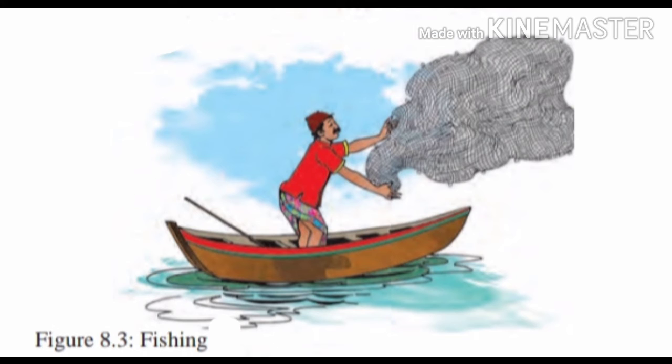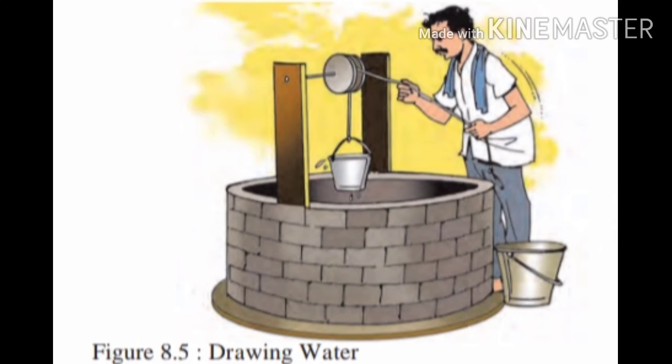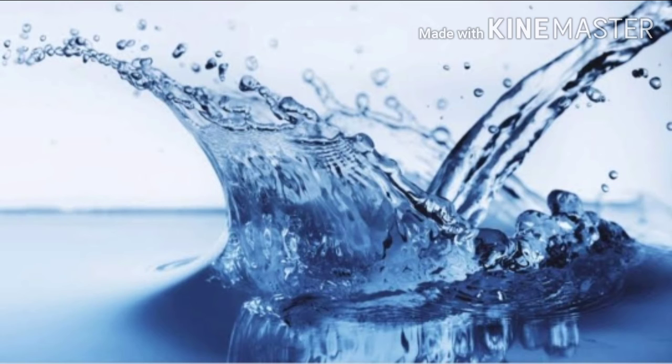Figure 8.3 and 8.5 show a man catching fish and another drawing water from a well. In these pictures, man is seen using the natural resource water for fulfilling his needs. Right from the time we get up in the morning, we keep on using water till we go to bed at night. This shows how important water is as a natural resource. The entire living world depends on this resource.